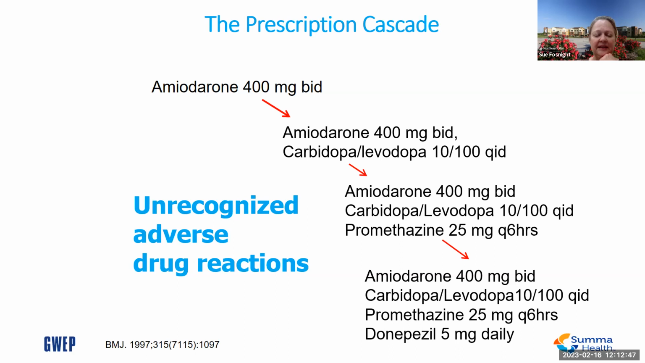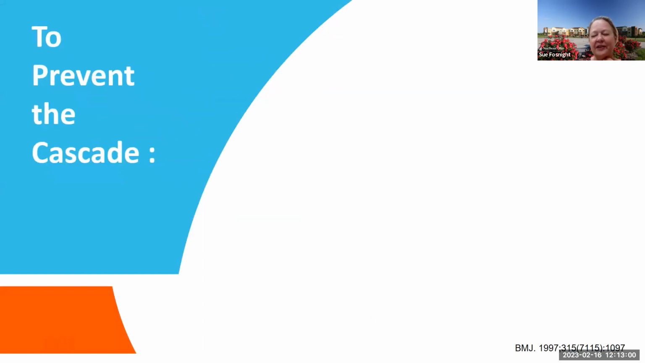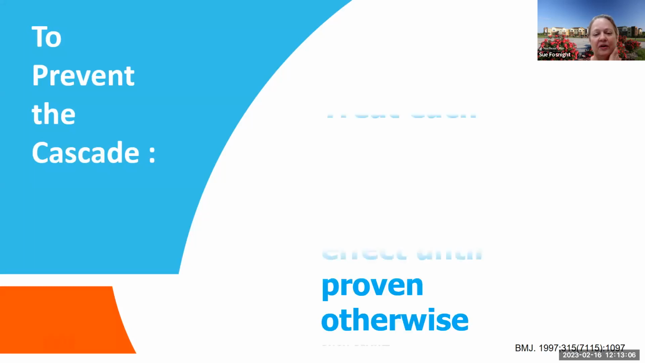So one of the things that we talk about when we're looking at medication lists is, are there side effects that are happening that haven't been recognized and that we've added another drug to? And this is called the prescription cascade. And it wasn't coined by me. There is somebody named Dr. Gurwitz who came up with all of this.